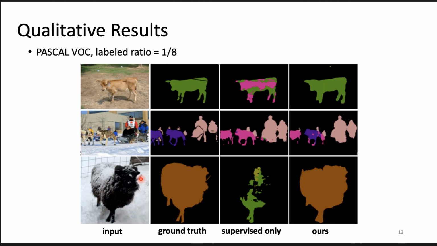Here are the qualitative results. We could find that because the labeled data is very few, the normally supervised method could not obtain accurate boundaries and semantic information, while our CPS could handle this problem.